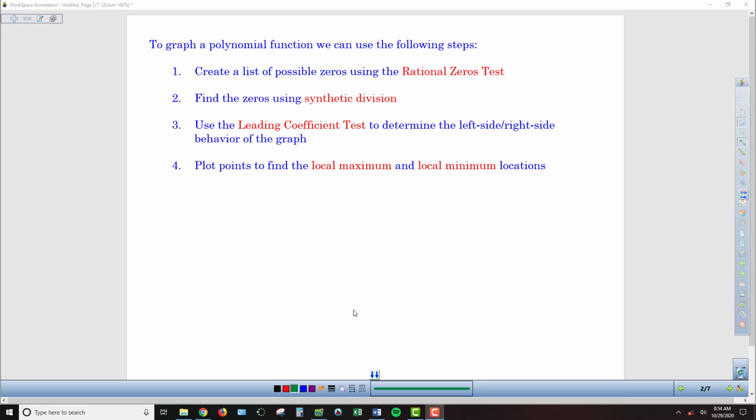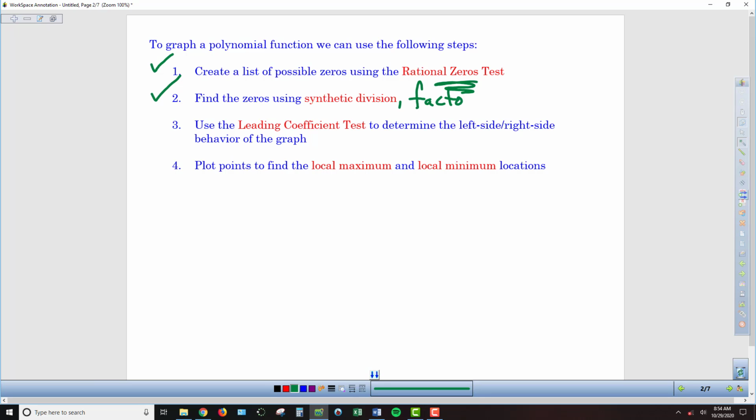So we're going to start with the zeros. So we have our rational zeros test. We come up with a list of possible places that the graph could be crossing through the x-axis. So we go from infinity locations, it could literally be anywhere, and we narrow it down using that rational zeros test. So once we've done that, then we're going to systematically test those possible zeros to find the locations where the graph crosses through the x-axis using synthetic division and then later factoring.